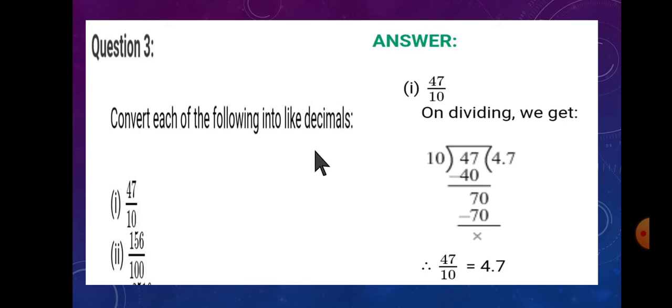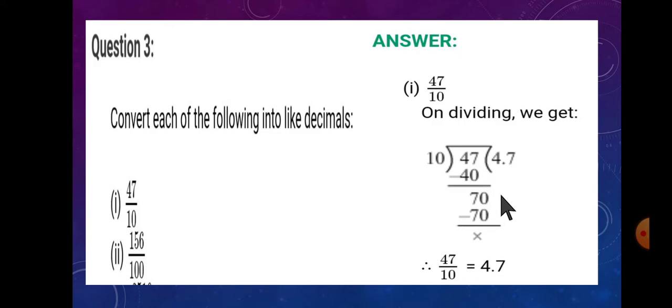Like decimals have an equal number of digits after the decimal. So, 47 upon 10. First of all, you will convert the fraction form into decimal. By dividing we can, otherwise you can also do it directly. You divide 47 by 10: 10 fours are 40, then 7 minus 0 is 7.